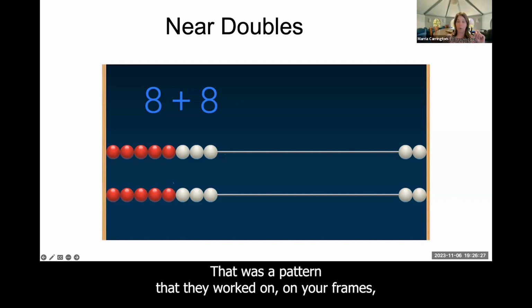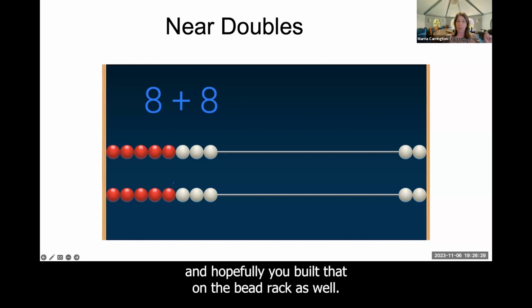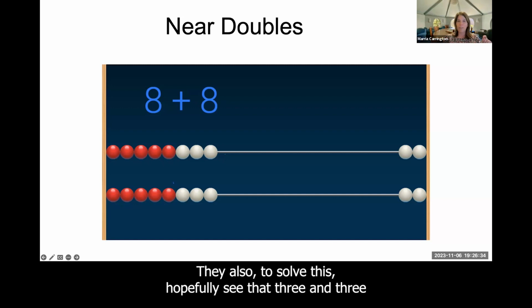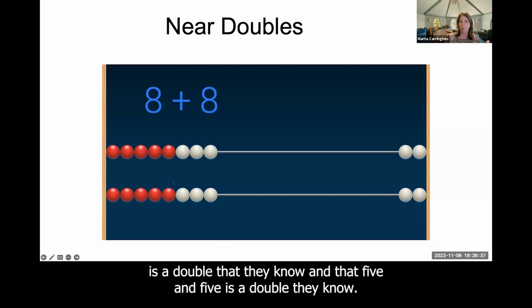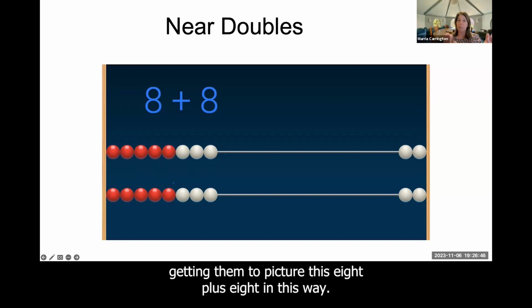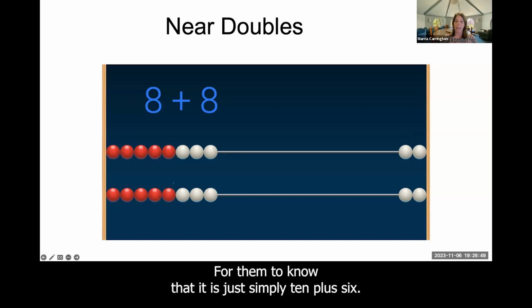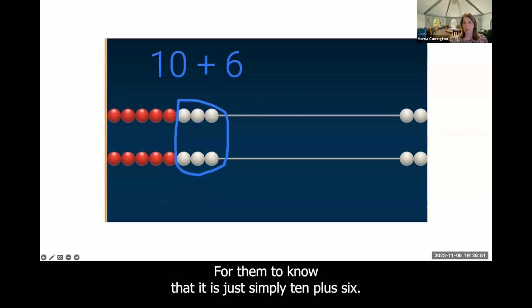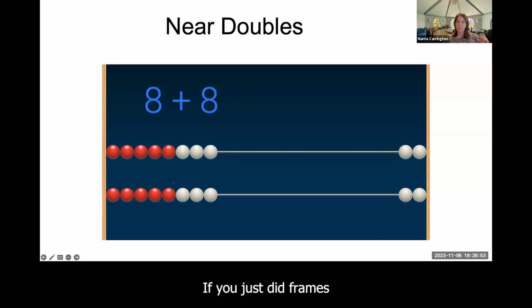That was a pattern that they worked on with your frames, and hopefully you built that on the bead rack as well. They also, to solve this, hopefully see that 3 and 3 is a double that they know, and that 5 and 5 is a double they know. So if the work has been done in K and 1, it's getting them to picture this 8 plus 8 in this way for them to know that it is just simply 10 plus 6. If you just did frames to 10, you want to make sure you've built these patterns on the bead rack as well.